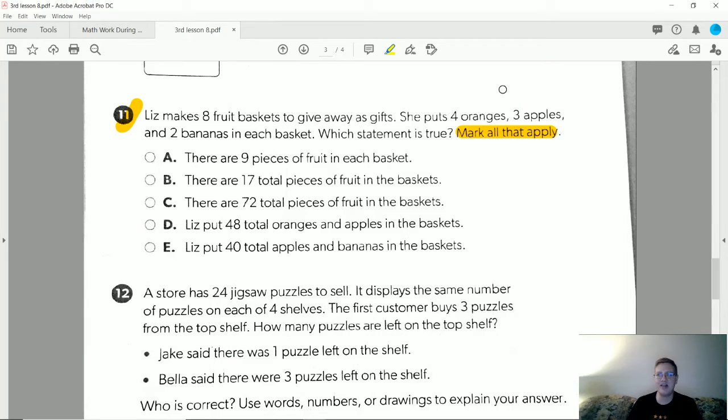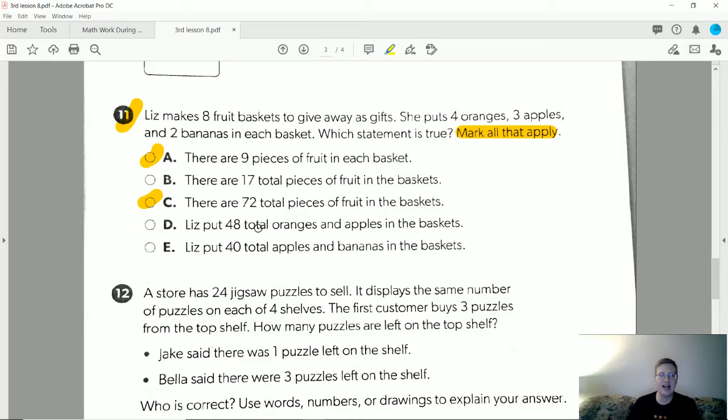So if I add up my pieces of fruit, I get 4 plus 3 is 7, plus 2 is 9. So each basket will have 9 pieces of fruit. So that one's correct. If I have 8 fruit baskets with 9 pieces, I'm going to need to multiply to get the answer. So letter B is adding 8 plus 9. That's not going to be enough. 72 is going to be the answer for 8 times 9.